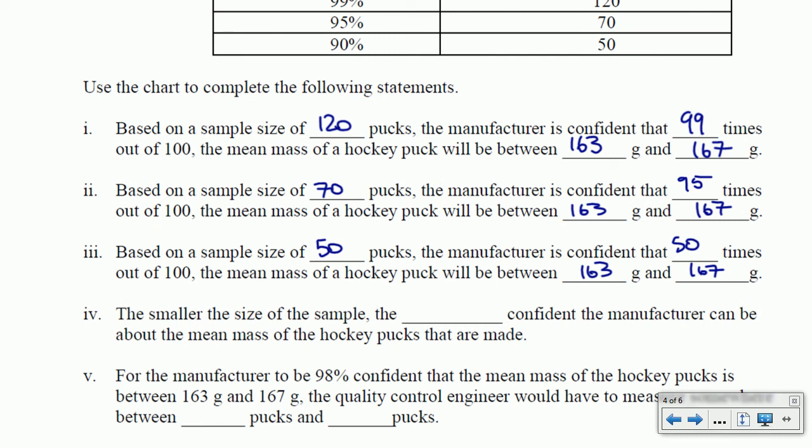The smaller the size of the sample, the less confident the manufacturer can be about the mass of hockey pucks that are made. For the manufacturer to be 98% confident that the mean mass of a hockey puck is between 163 and 167 grams, the quality control engineer would have to measure somewhere between 70 and 120 pucks.